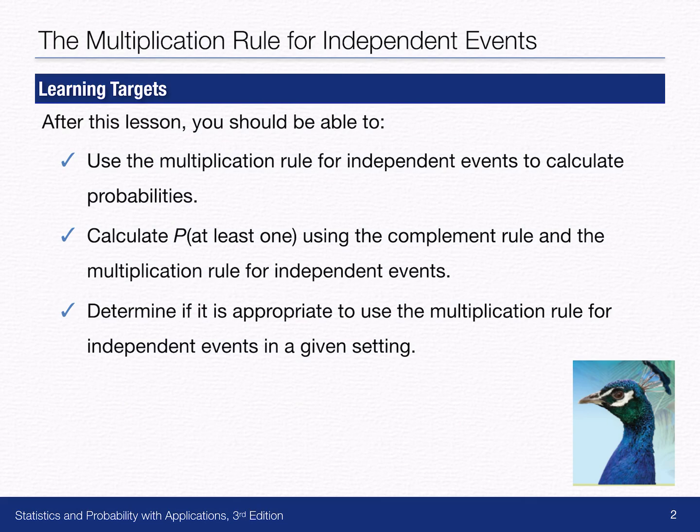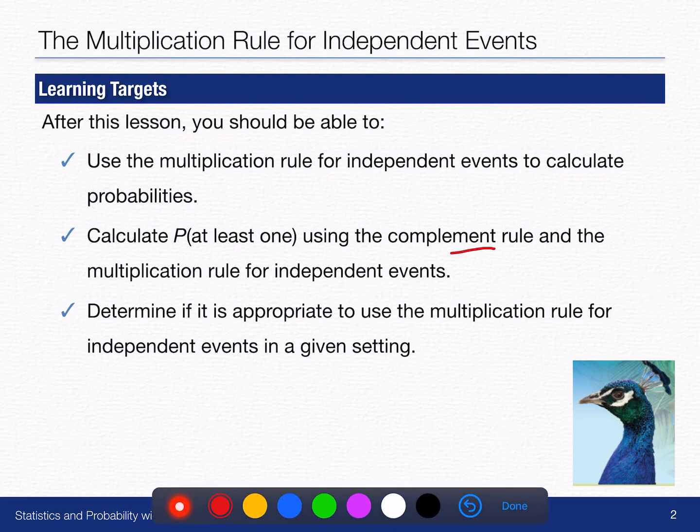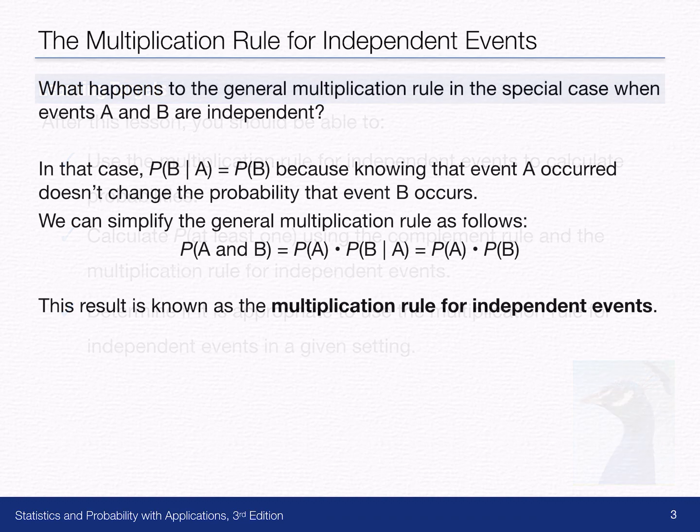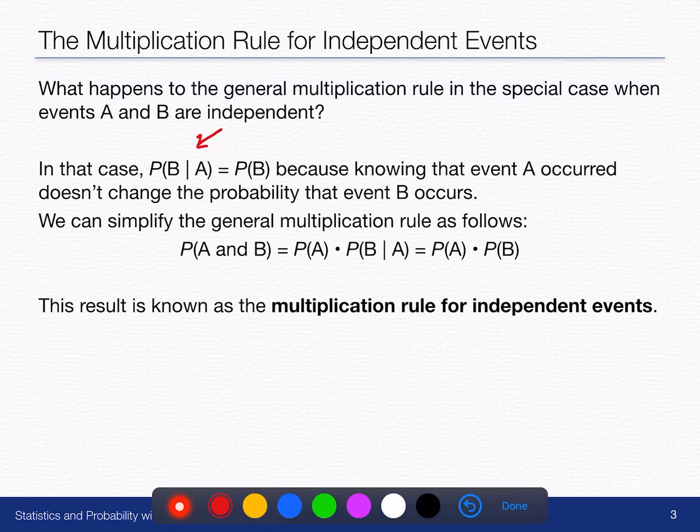You're going to calculate the probability of at least one using the complement rule and the multiplication rule for independent events. And then you're going to determine if it is appropriate to use the multiplication rule for independent events in a given setting. So let's go ahead and get that done. Now watch. What happens to the general multiplication rule in the special case when events A and B are independent? In this case, the probability of B, given that A has occurred, is equal to the probability of B.